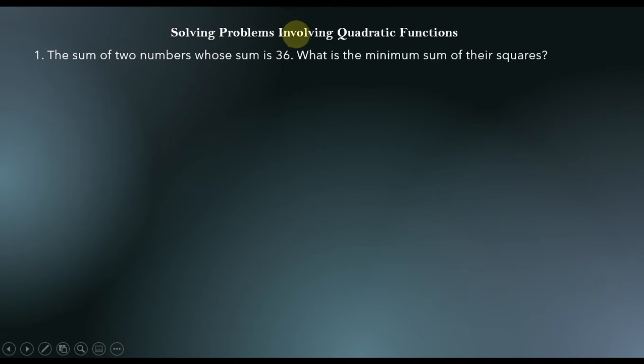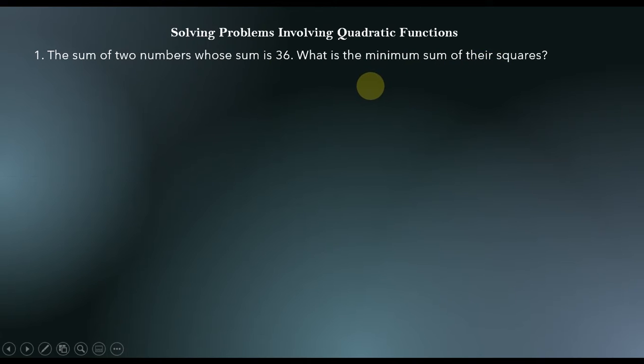Solving problems involving quadratic functions. For the first problem, we're going to answer this question: the sum of two numbers is 36. What is the minimum sum of their squares?